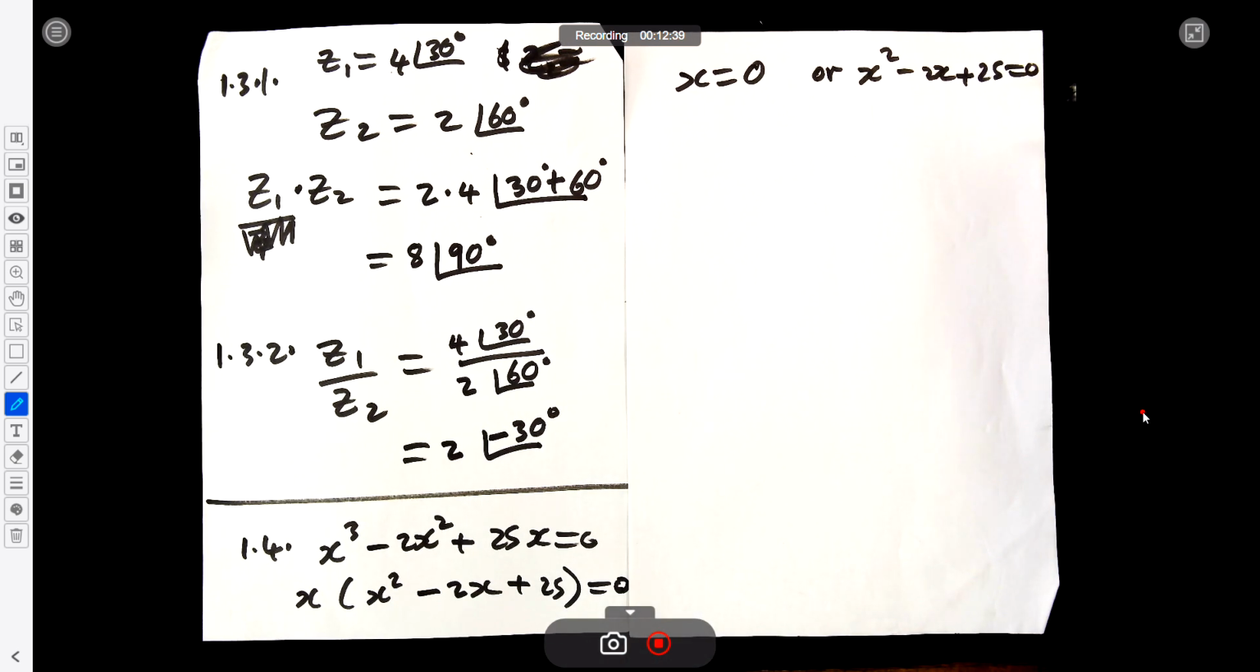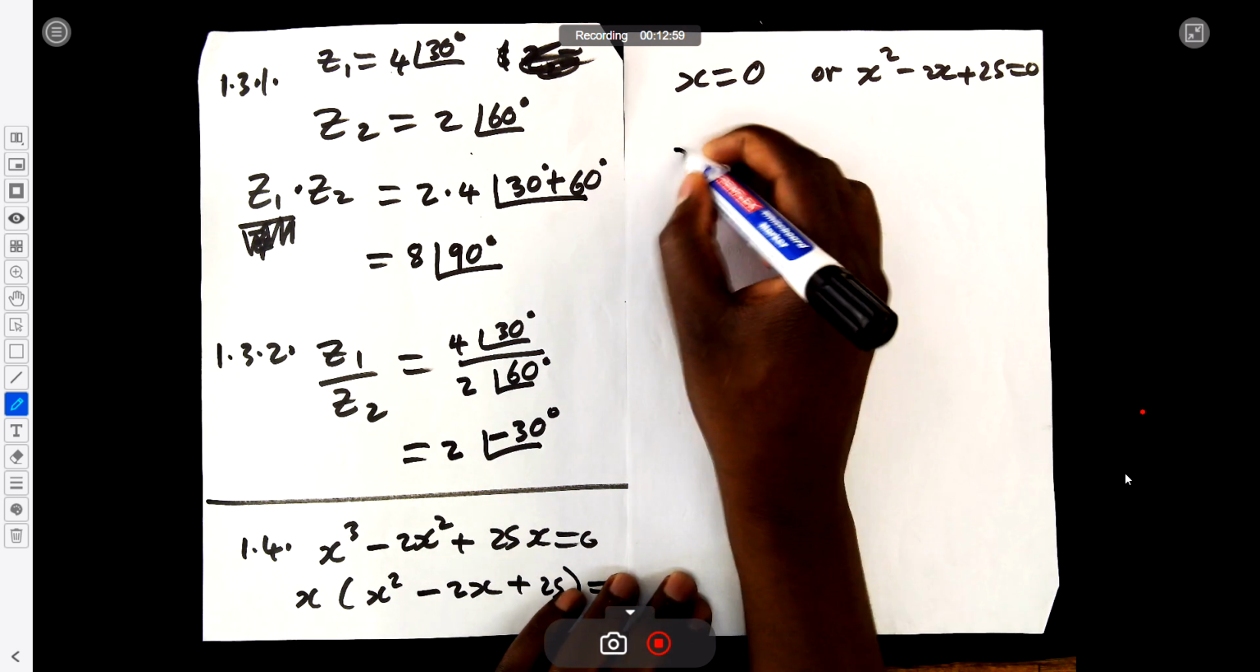So what you're supposed to do, you try and figure out if you can factorize. You look for factors of 25 that, when you add or subtract, give you negative 2. You know the factors of 25 as whole numbers are 5 and 5, and 1 and 25. So you see they are not giving you negative 2, which means we move on to the quadratic formula.